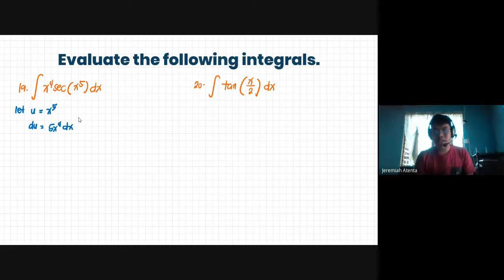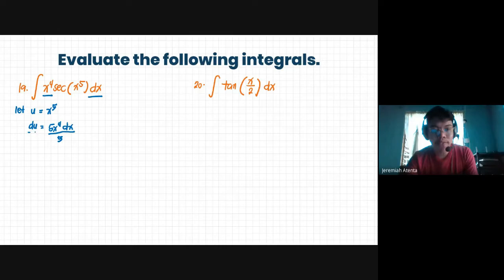So what we applied here is somewhat like the chain rule, or the implicit differentiation. So we have du equal to 5x to the power of 4 dx. Now in this case, we see x to the power of 4 and dx. Right? They are the only ones we need. Therefore, we can remove the 5 by dividing both sides by 5. So dividing both sides by 5, this will become du over 5 equal to x to the power of 4 dx.